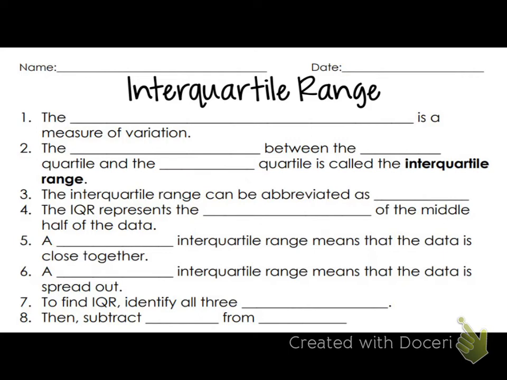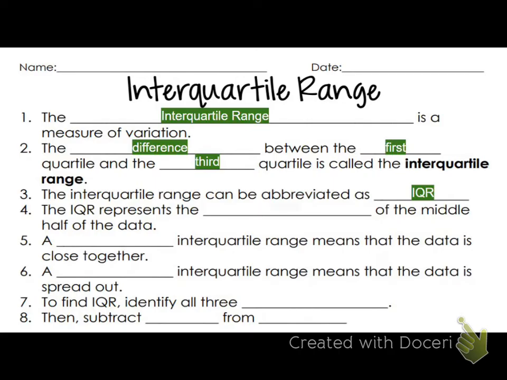So the first thing is the interquartile range. You're basically going to copy that word from the top on that line. It's a very long word. It is a measure of variation. Number 2, the difference between the first quartile and the third quartile is called the interquartile range. Remember, difference means subtract. So we're going to subtract the first quartile from the third quartile in order to find the interquartile range. The interquartile range is typically abbreviated as IQR. Because we are lazy mathematicians, we do not want to write that entire word.